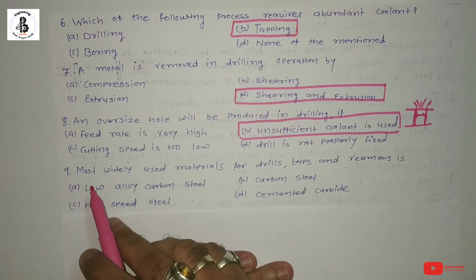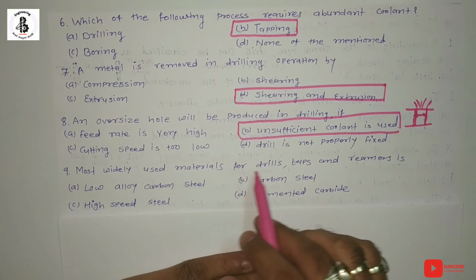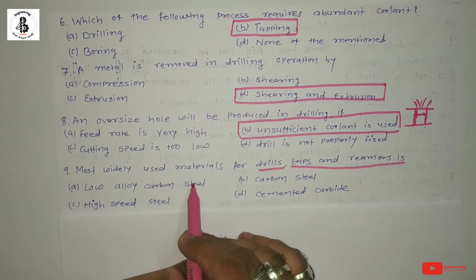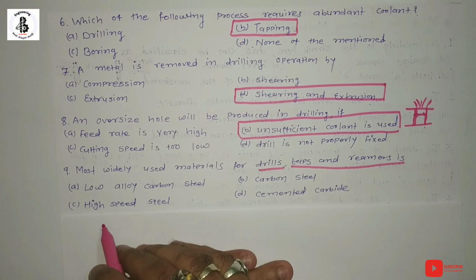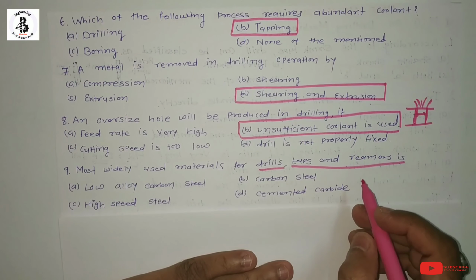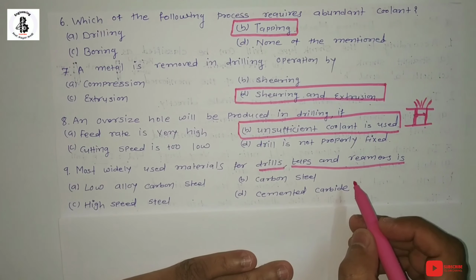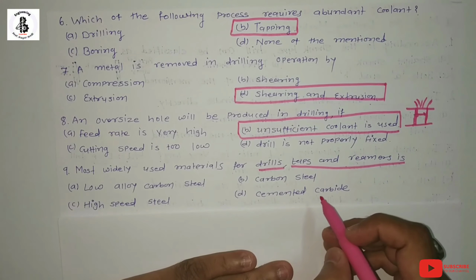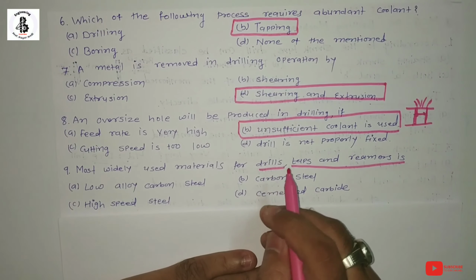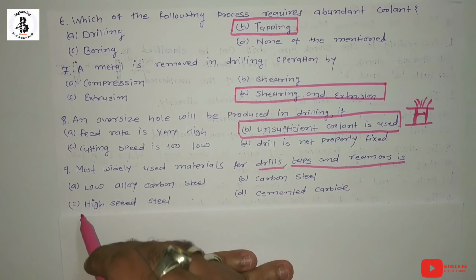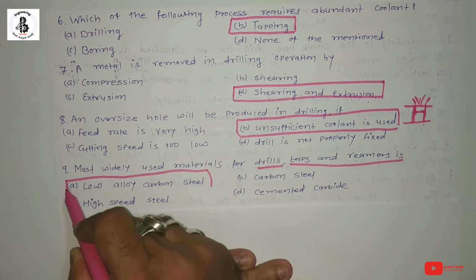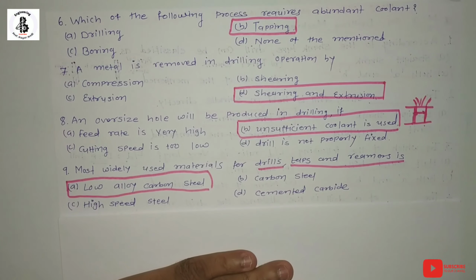Then the next question. Most widely used materials for drills, taps and reamers is option A, low alloy carbon steel, option B, carbon steel, option C, high speed steel, and option D, cemented carbide. So for general applications like making drills, internal threads and super finishing operations, the material is generally made from low alloy carbon steel. That also gives good performance at low cost. So the most widely used material for drills is low alloy carbon steel, option A. Then the next question.